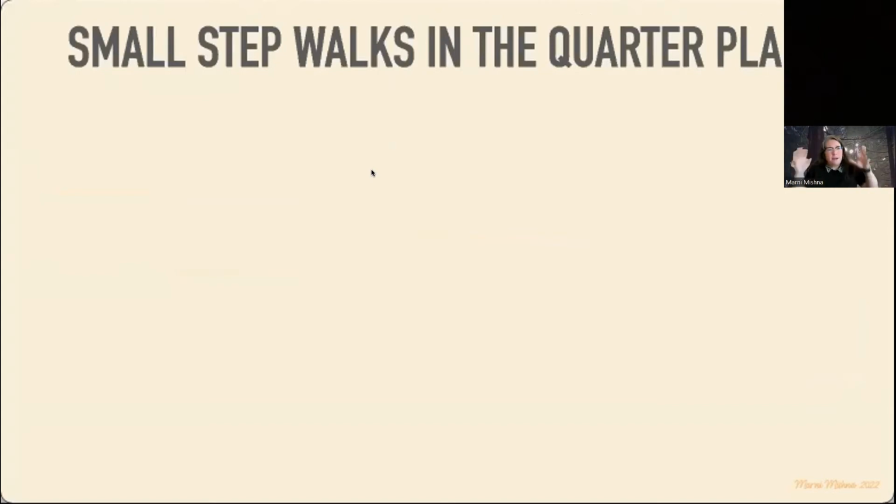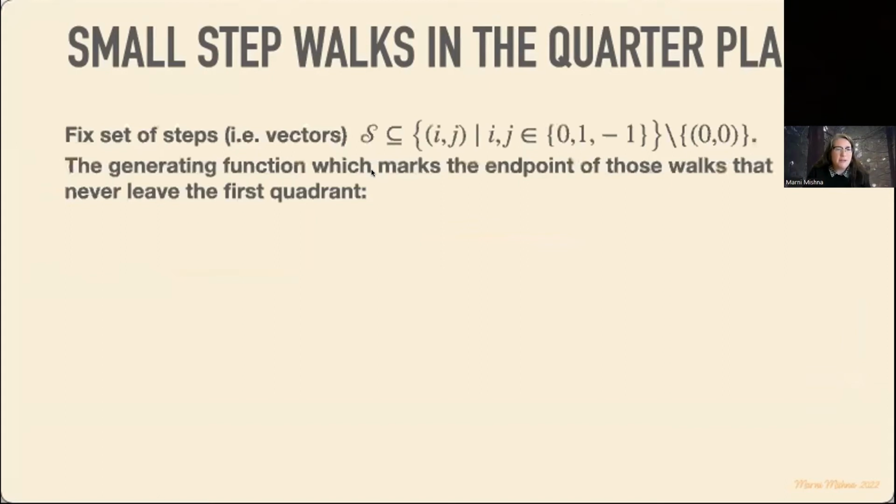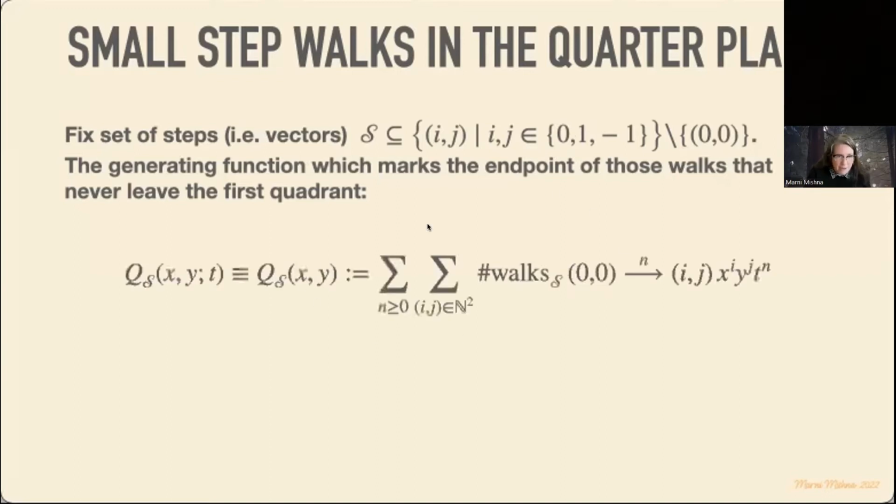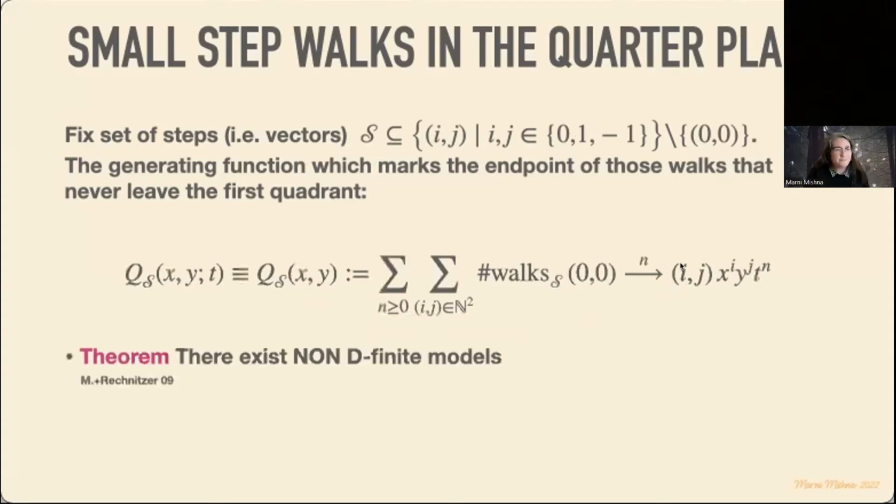Okay, so I'm going to actually make my world even smaller, and I'm going to look at small steps in the quarter plane. So what does that mean? I'm going to look in Z2, but actually I'm going to look only at walks that start at the origin and end somewhere with non-negative coordinates. I'm going to fix a finite step set, and the steps are all going to be unit steps, unit in any direction. I can build a generating function where I track, like I was doing before, the endpoint.